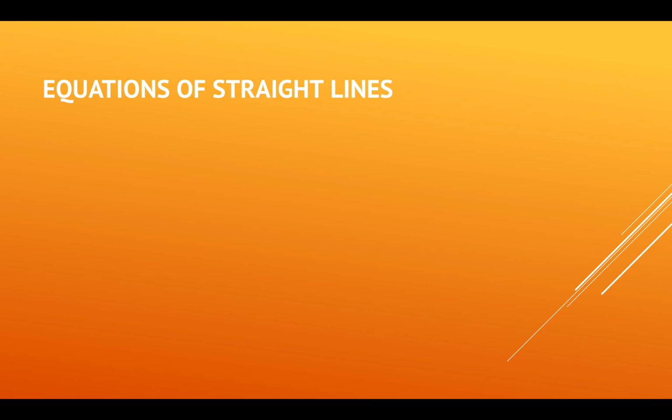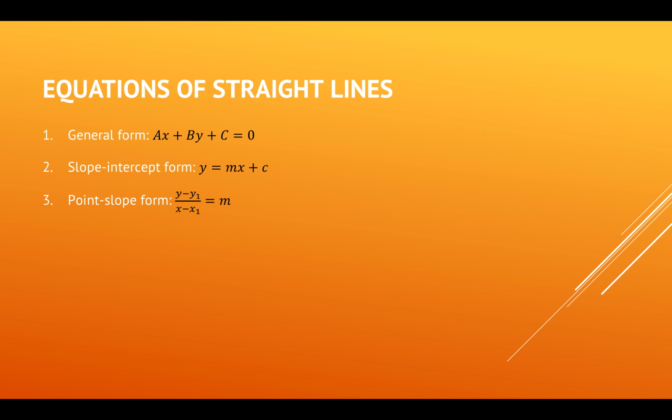Okay. So the first one is the general form, aka the useless form, which is ax plus by plus c equals 0. The second form is the slope-intercept form, or the useful form, y equals mx plus c. The third form is the point-slope form, which is y take y1 over x take x1 equals m. The fourth one is the 2-point form, which is y take y1 over x take x1 equals y2 take y1 over x2 take x1. And finally, the intercept form, which is x over a plus y over b equals 1.